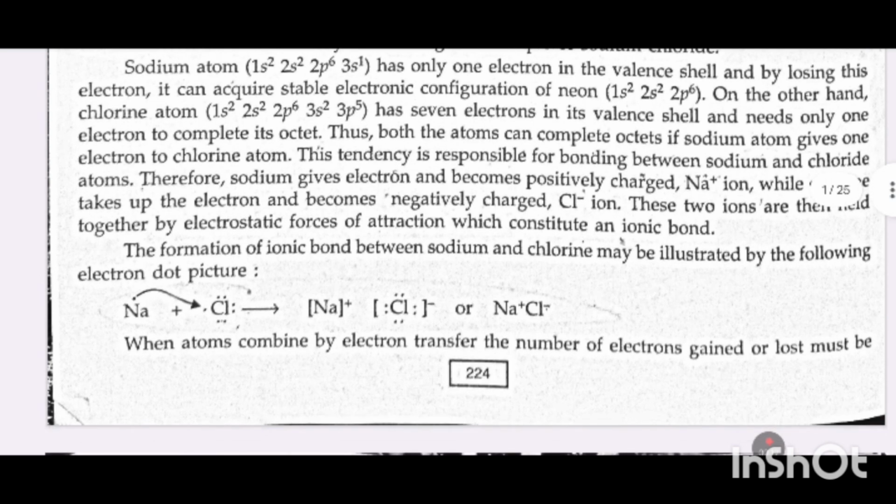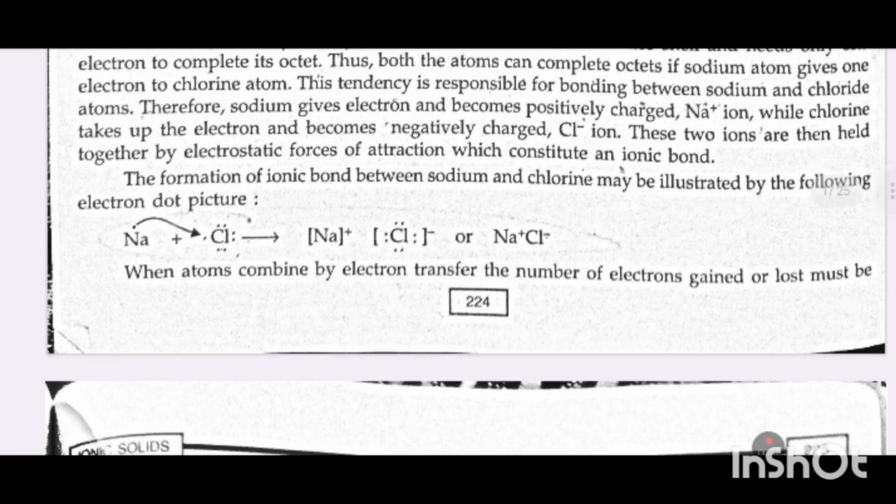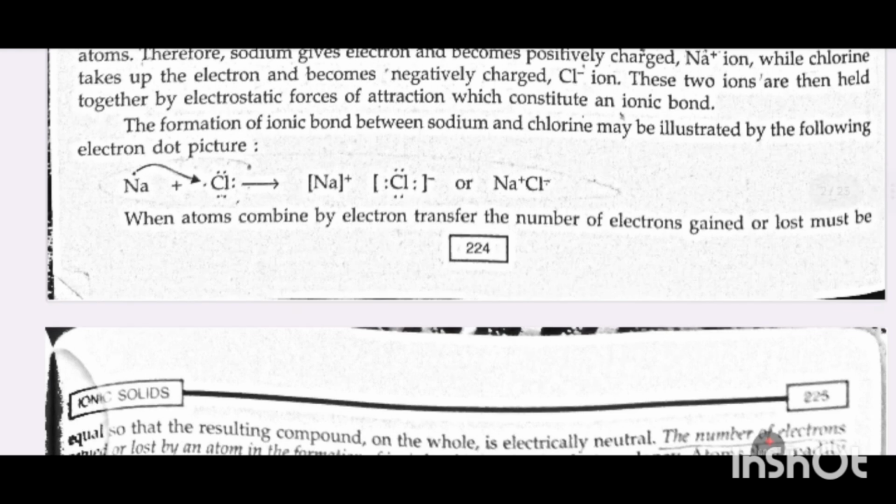Thus, both the atoms complete their octet if the sodium atom gives one electron to the chlorine atom. This tendency is responsible for bonding between sodium and chlorine atoms. Therefore, sodium gives an electron and becomes a positively charged sodium ion, while chlorine takes up the electron and becomes a negatively charged chloride ion. These two ions are held together by electrostatic force of attraction, which constitutes an ionic bond.